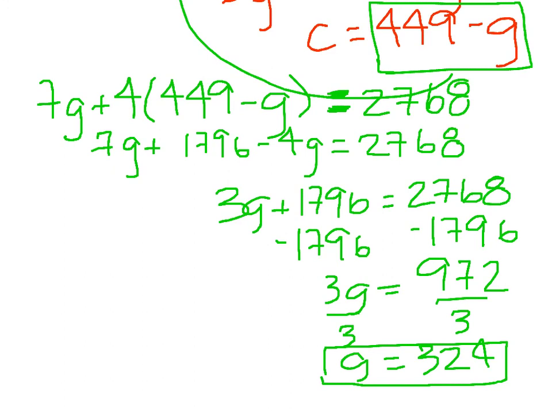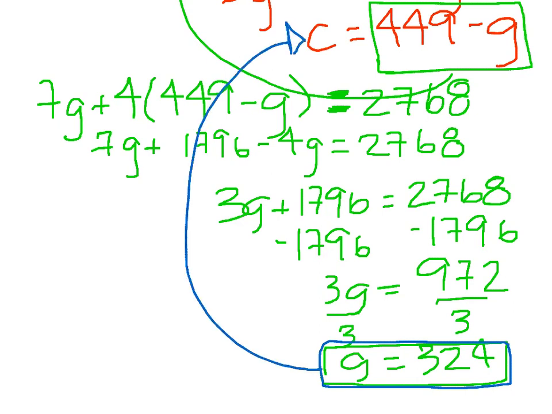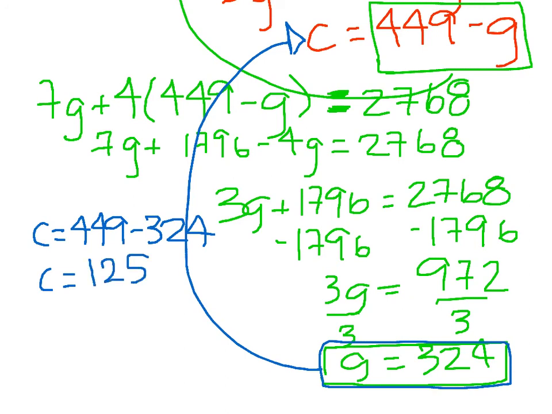Okay, so now what we need to do is we need to solve for children tickets. So if I know G equals 324, I need to plug this into another equation and solve for C. The easiest equation to use would be the equation we created where we solved for C. That means we got C by itself. So children tickets equals 449 minus 324 general admission tickets. So when I do my subtraction, I should get 125 children tickets. So what this means is, on this particular day, 125 children tickets were sold and 324 general admission tickets were sold to the county fair.